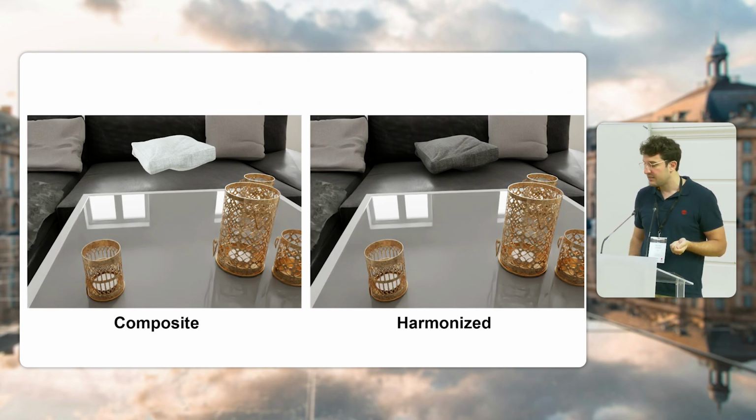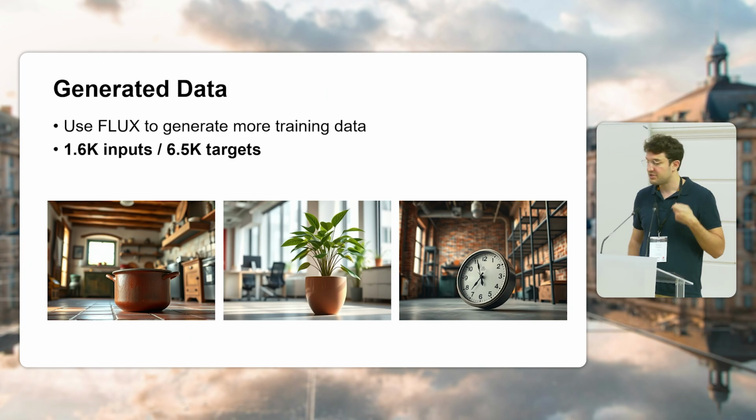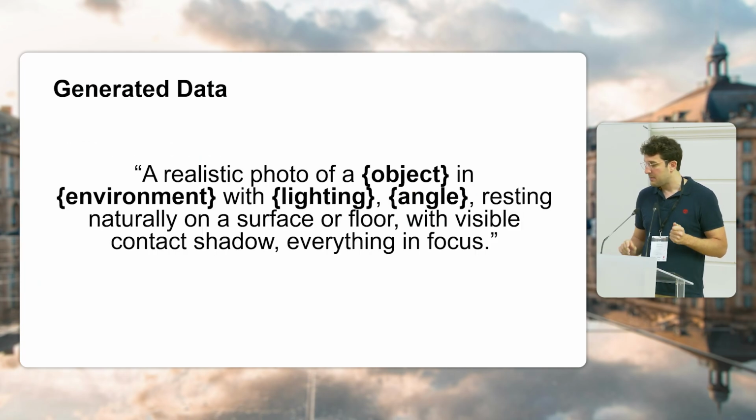But this data is not enough. So we actually use more generated data using Flux, the diffusion model, where we generate examples like this, object-centric scenes, to roughly have twice as many images. And the idea here is that we use a template prompt like this one, where the values of the object, the environment, the lighting, and the angle are taken from a set of predefined prompts. So in the end, we have a nice variety of combinations and scenes.